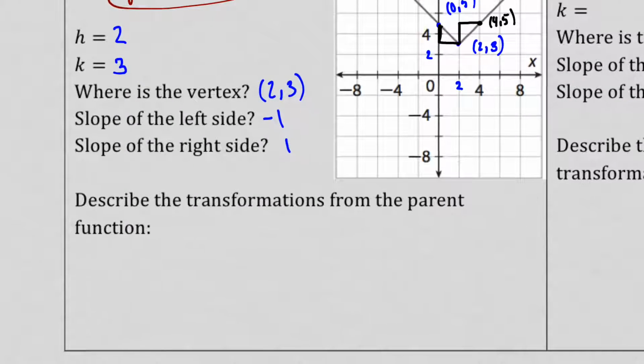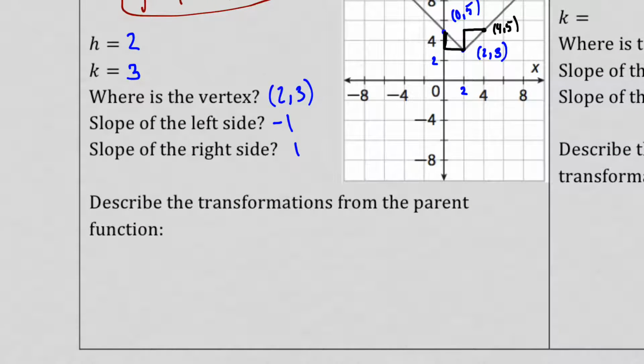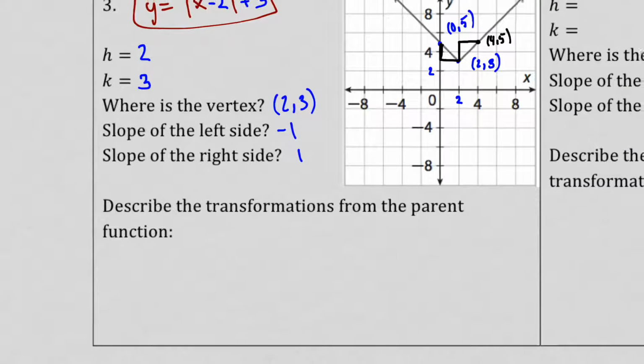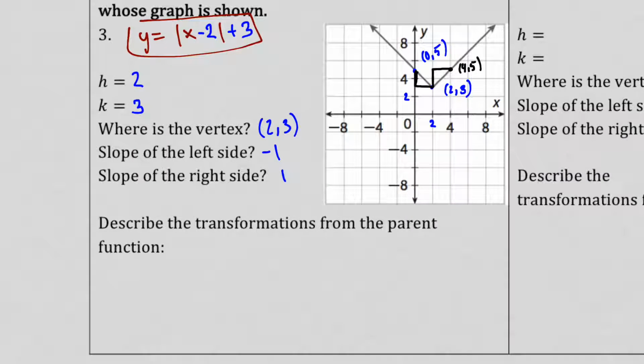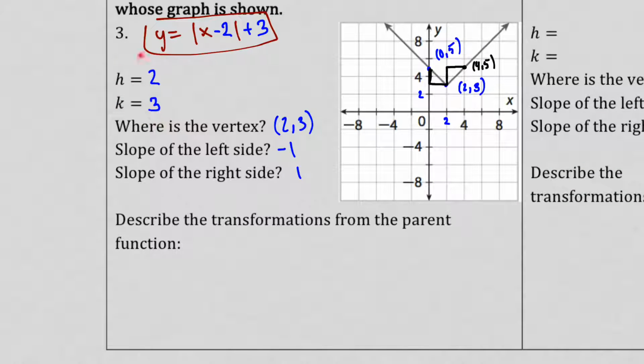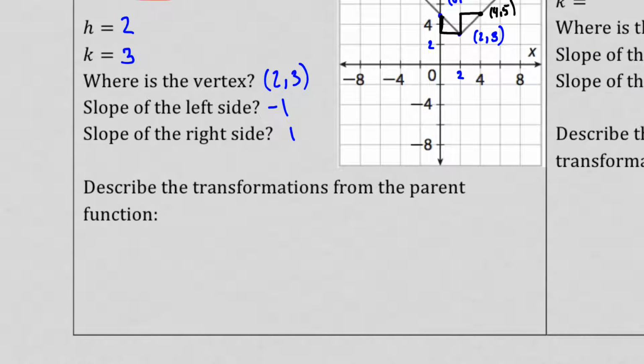Last is to describe the transformations. We're getting pretty good at that, I hope. It looks like it shifted from the parent function, which is not graphed. The parent function is not here. But you can tell from these two numbers what happened to it. Remember I kept saying h is horizontal movement. So it's a translation. H is a horizontal movement. That means translation. To the, what do you guys think? Left or right? Right.